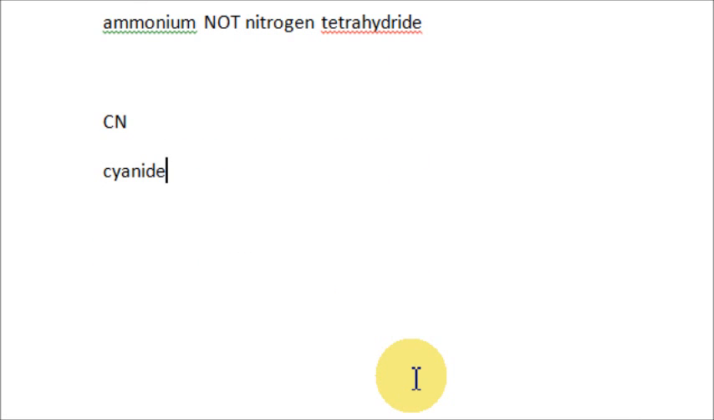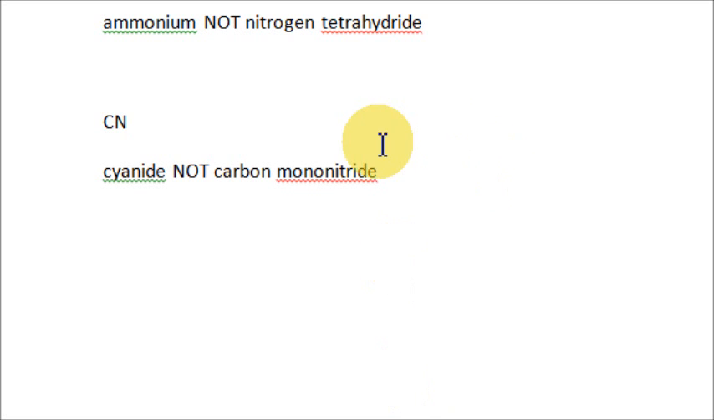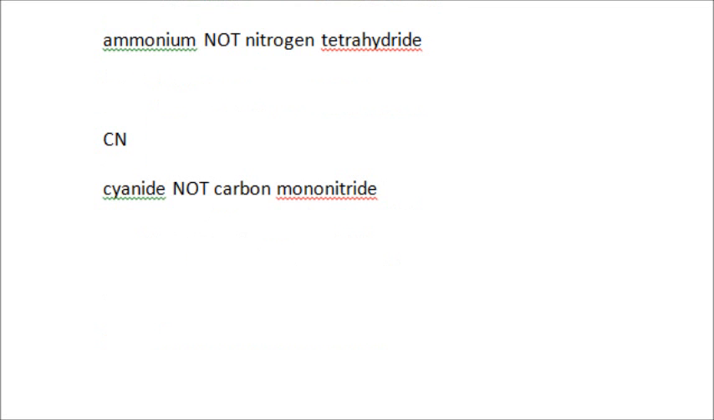CN is cyanide. Yep, like the spy stuff. They take the cyanide and then they die. It is called cyanide, not carbon mononitride. And there are plenty of others that just don't make any sense. They're just street names, as I like to say, and you're just going to have to memorize those separately if your teacher makes you. And there you have it. That's how you name a chemical compound.